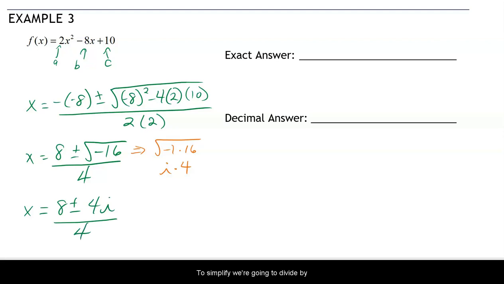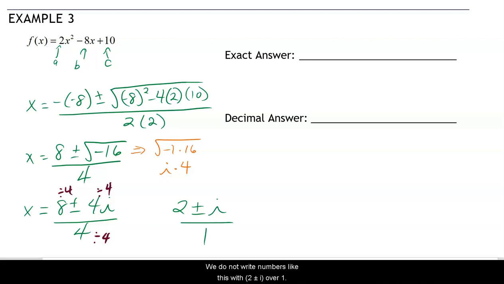Okay. To simplify, we're going to divide by a common factor. In this case, 4 will go into all 3 of my numbers, so I can divide each of those by 4. Remember, you can only simplify if you can divide all 3 parts there. So 8 divided by 4 would leave me with 2, plus or minus 4 divided by 4 would leave me with 1i. And 4 divided by 4 would leave me with 1 in my denominator, which we do not write. We do not write numbers like this with 2 plus or minus i over 1. We leave that denominator off.